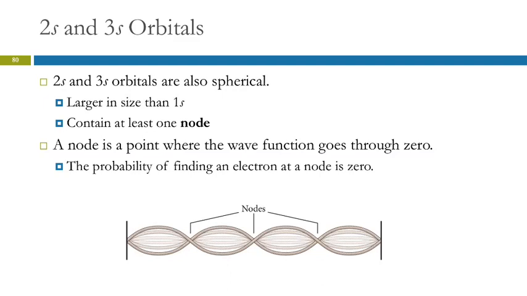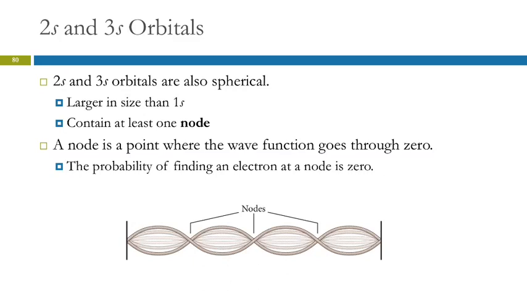The 2s orbitals and the 3s orbitals are also spherical in shape. They're larger in size than the 1s orbital because as you increase that principal quantum number, the energy of that level is higher and higher, and the distance from the nucleus is higher. So they're larger in size. They contain at least one node. And a node is a point where the wave function goes through zero.